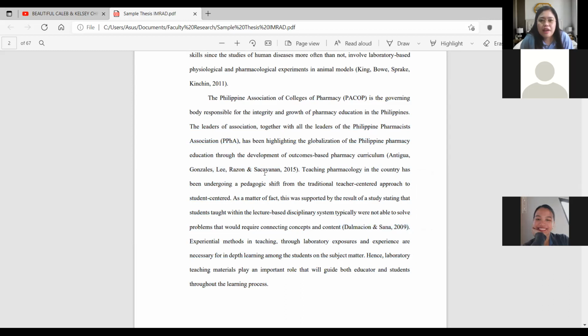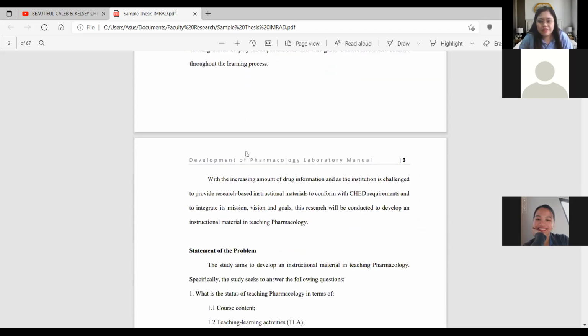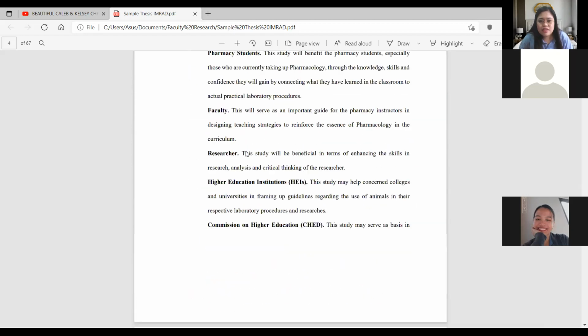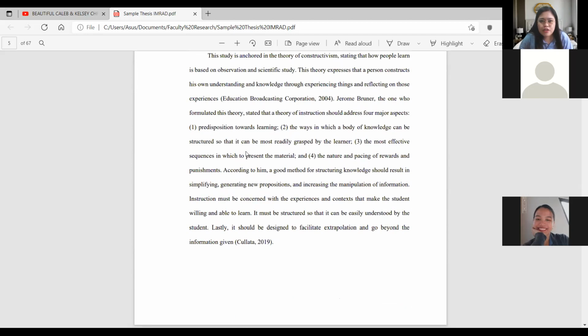Okay, so we have here Antigua, Gonzales, Lee, Razon, and Sakayanan. If you noticed, it's not alphabetical, but I just followed the order in the article I got this from. The same thing with this one, Dalmatian and Sana, 2009. Okay, so that's it for the parenthetical citation.